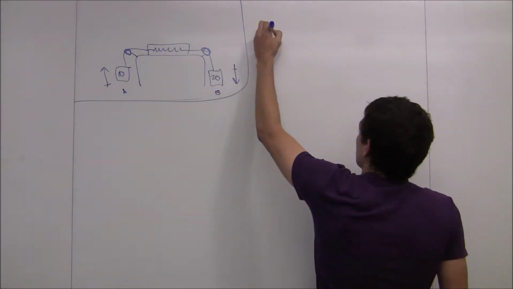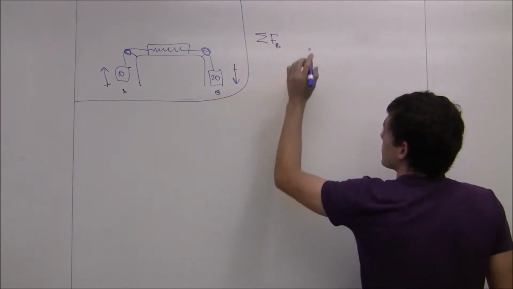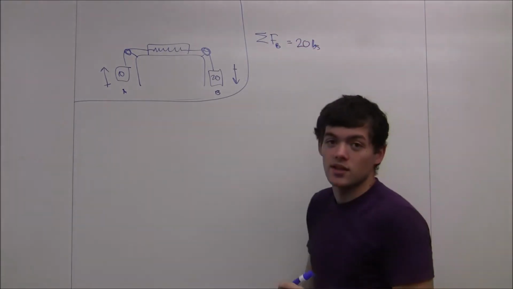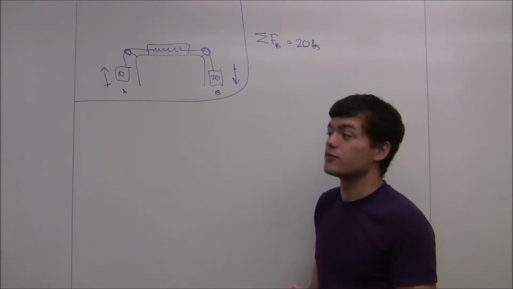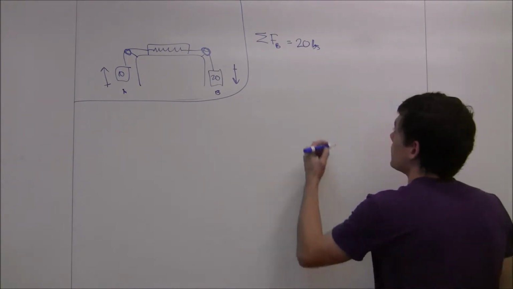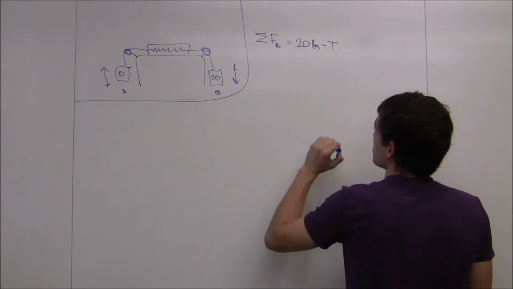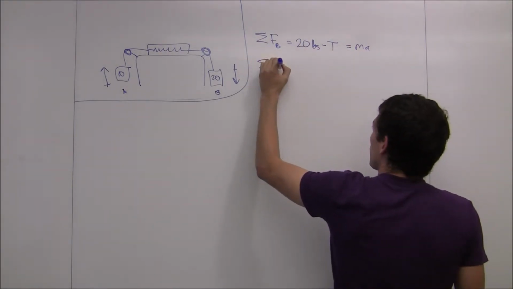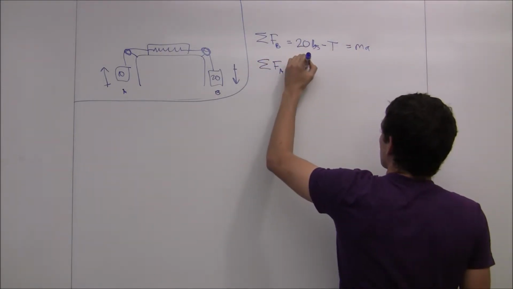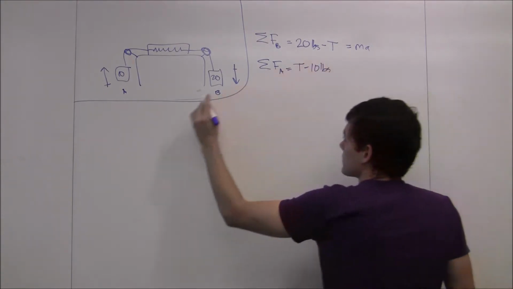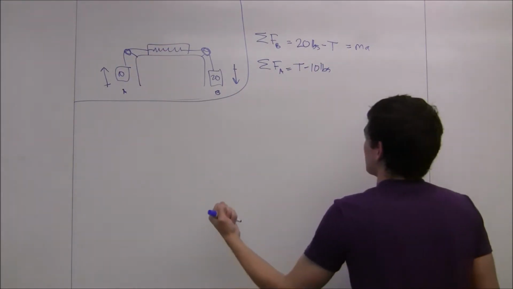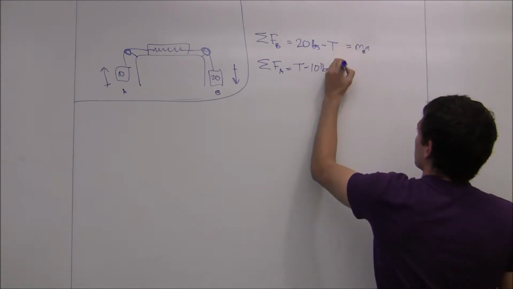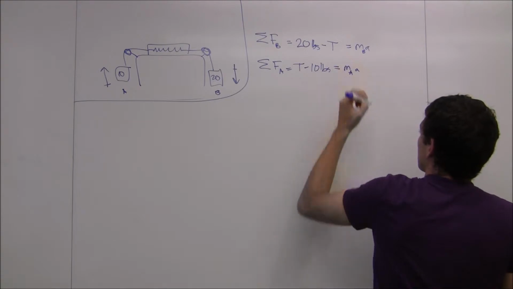So I'm just going to go ahead and do the sum of the forces on block B right here. It is going to be 20 pounds because that's its weight. Remember, pounds is not a measure of mass, it's a measure of weight. It's the force of gravity upon the block. 20 pounds minus T, the tension force, and that's going to be M_B A. And then the sum of forces on block A is going to be the tension force minus 10 pounds, because the tension force is going to pull it up, and that's going to be resisted by the force of gravity. And that's going to be the mass of block A times the acceleration.